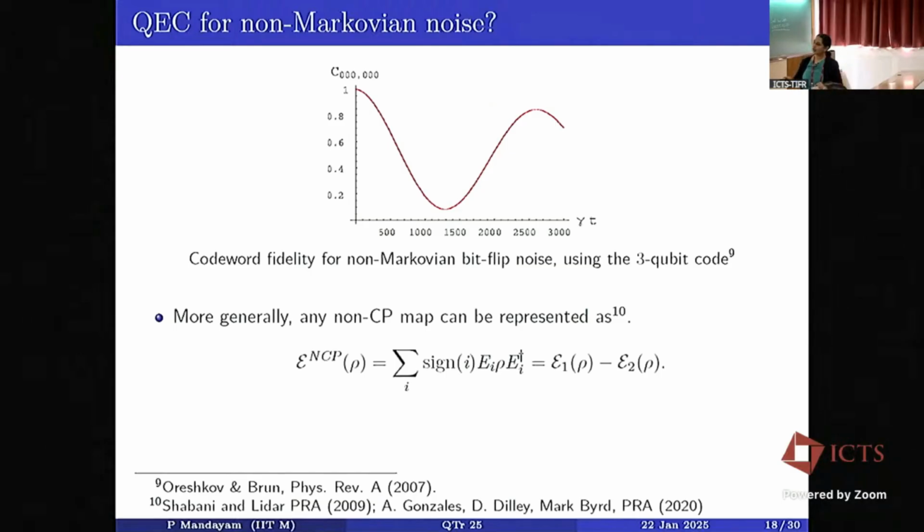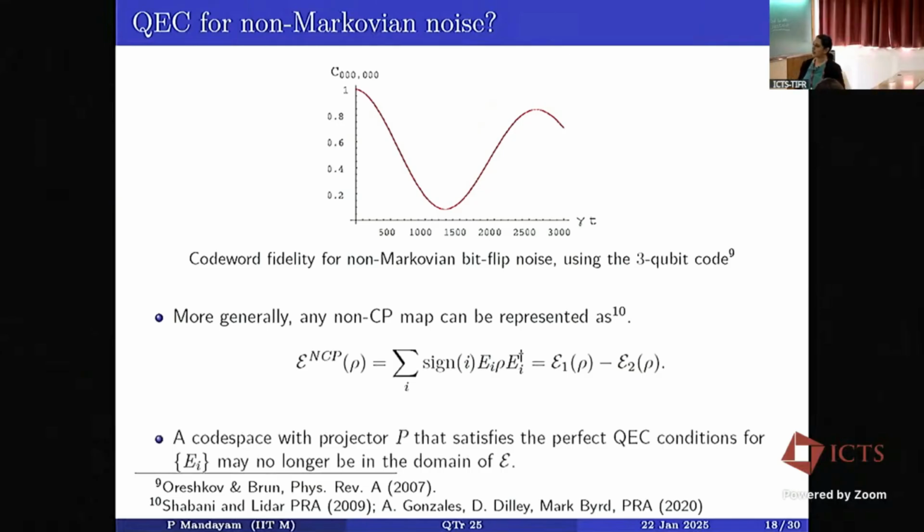Remember I spoke about this intermediate-time non-CP-ness. Such maps can actually be represented like this, where, like I told you, it's an operator-sum difference representation, which means I can represent this map as a difference of two completely positive maps, okay? And if I now take a code that satisfies the Knill-Laflamme conditions for just the E_i's without the sign, meaning the Markovian version of the same noise, then it turns out that you may actually no longer be within the domain.